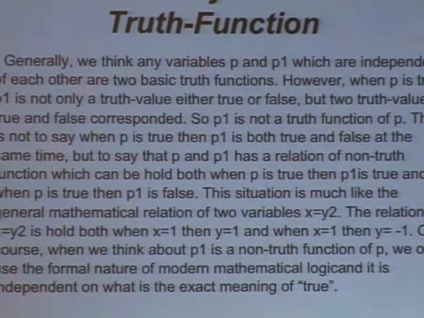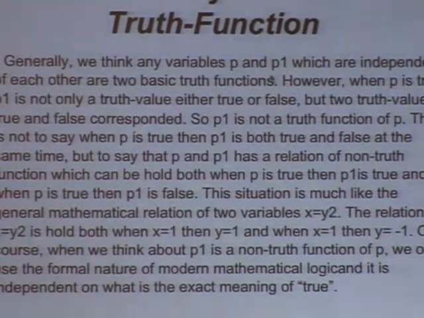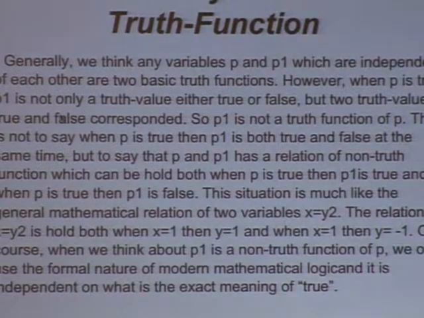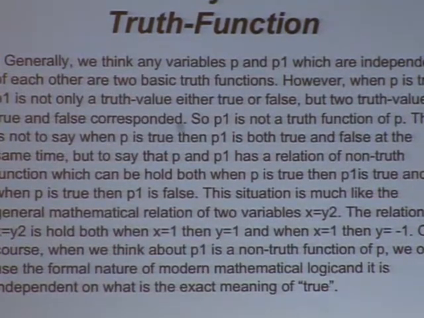Generally, we think any variables P, for example, and P1, which are independent of each other, are two basic truth functions. However, when P is true, P1 is not only a truth value of either true or false, but the two truth values true and false correspond. So P1 is not a truth function of P.